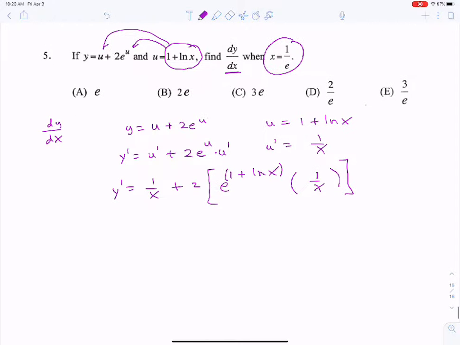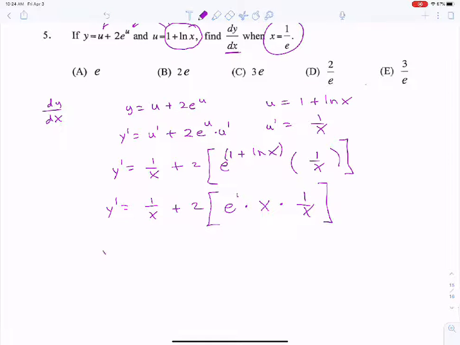So let's do a little cleanup here. We get y prime equals 1 over x plus 2. This, again, as we said before, I'm going to clean this up into e to the 1. e to the ln of x is just x. So times x times 1 over x. Yeah, this cleans up a lot better. I must have made a mistake before. So we get y prime equals 1 over x plus 2. I think you guys would agree this stuff is going to cancel out. So this is going to be 2e.